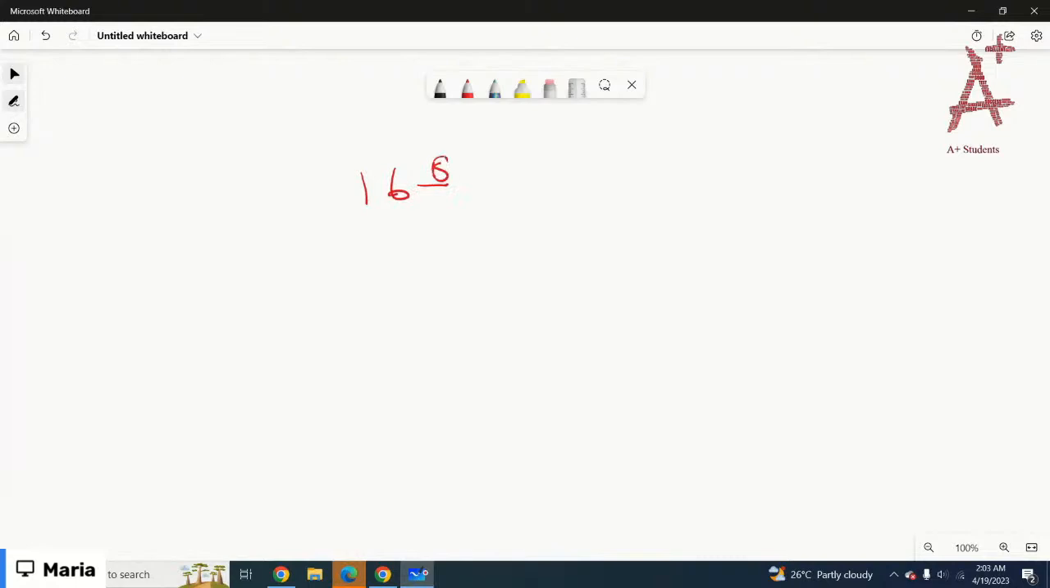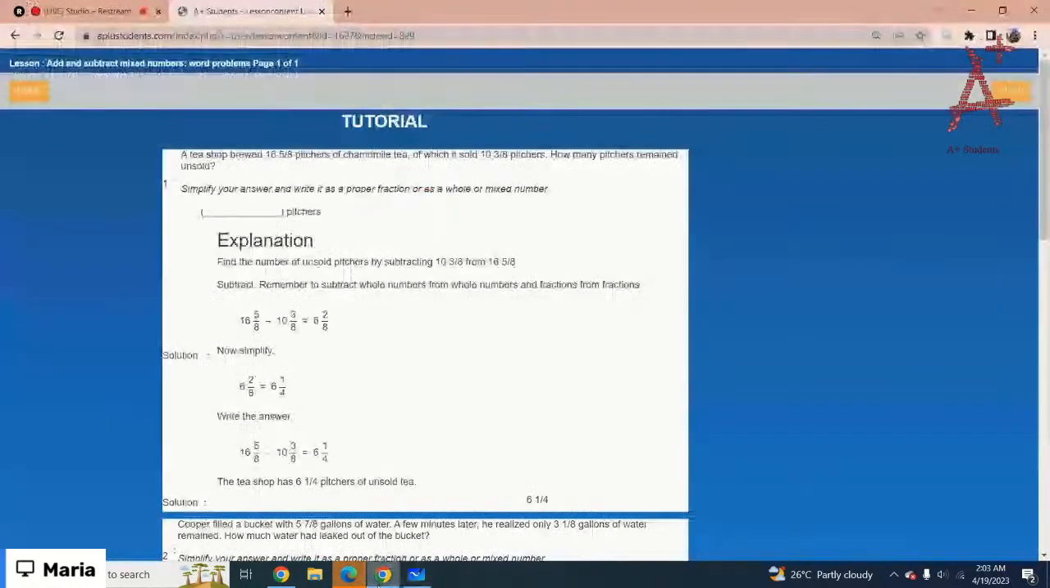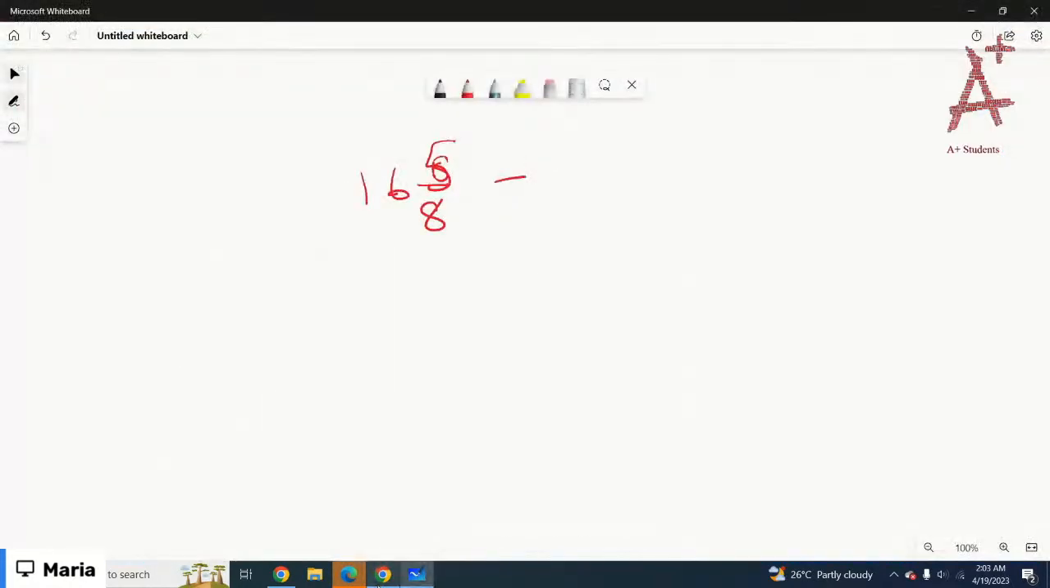16 whole 5 by 8 minus 10 whole 3 over 8. Okay, so both the fractions have the same denominator, got it? That means we can subtract them. So let's just subtract. Here you have 16 and here you have 10. Let's just subtract their whole numbers, 16 and 10. 16 minus 10 is 6. So here you have 6.